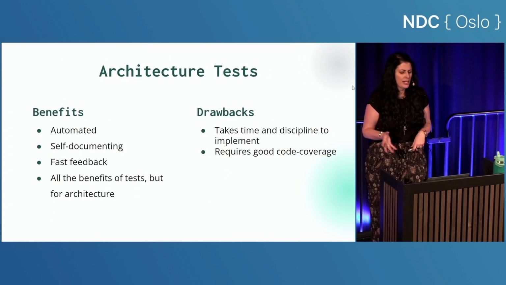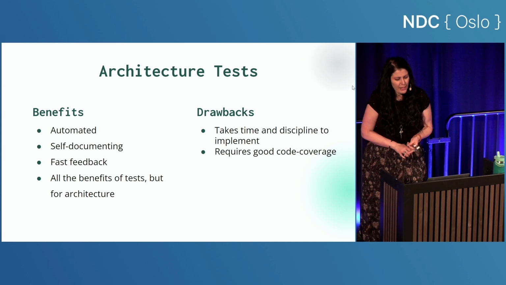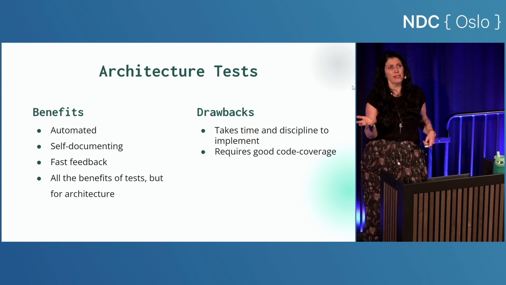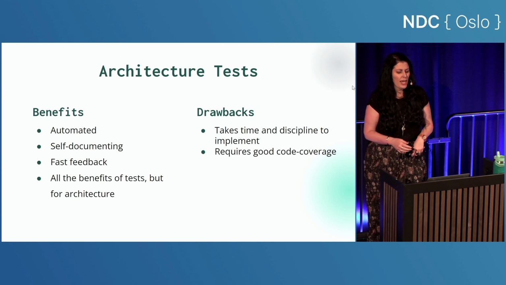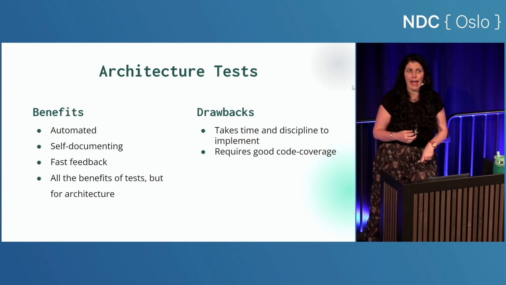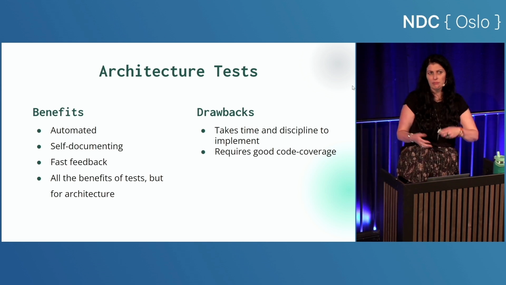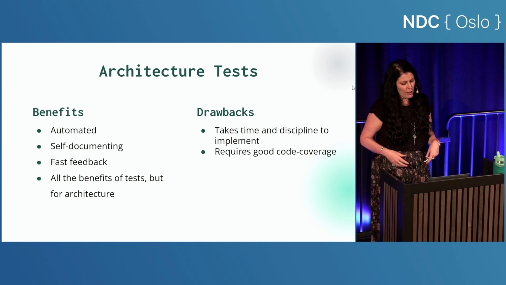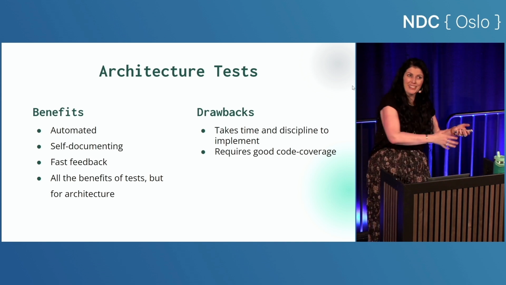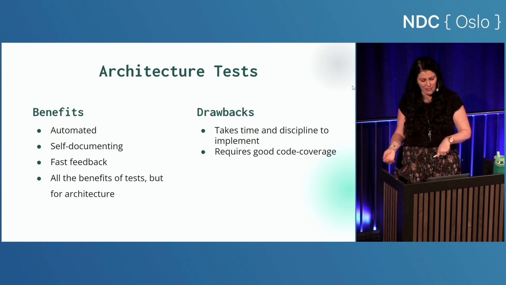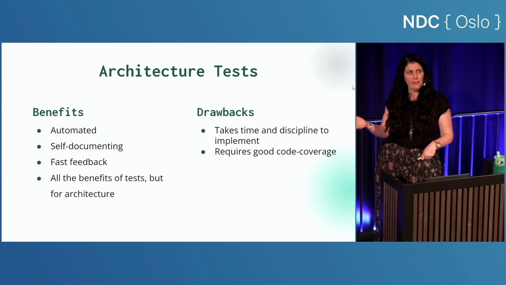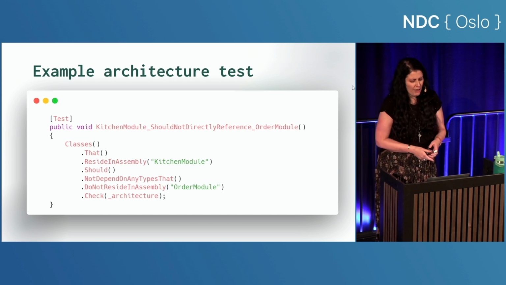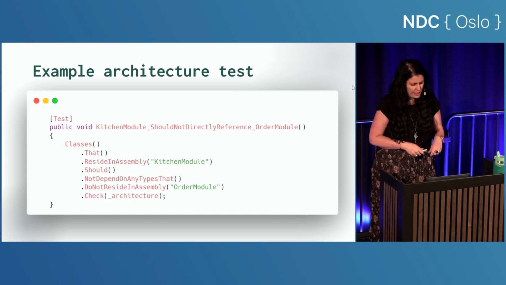Architecture tests, they are automated, self-documenting. You get good feedback. They're just like unit tests, but for your architecture. They do take time and discipline to implement, like any type of testing. You're going to need good coverage. You have to go and put the tests in for them to be effective. And we don't always have the time. There are business pressures. This is an example of an architecture test if you're interested.